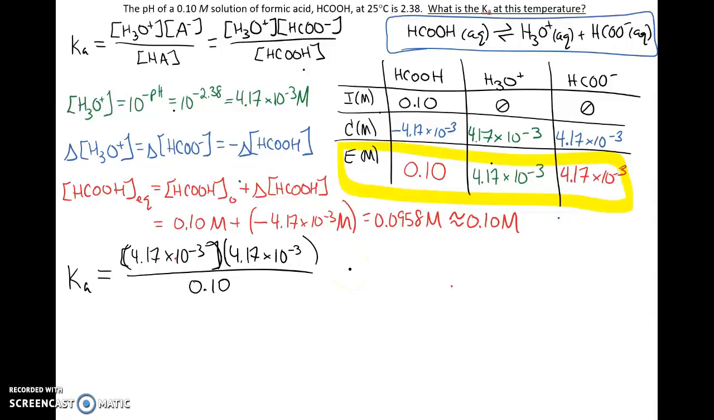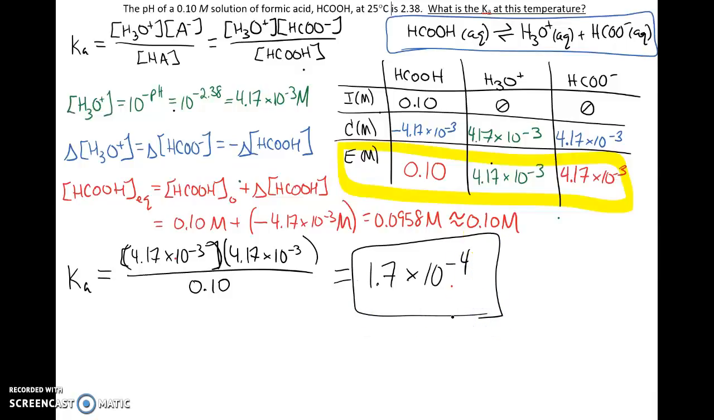And if you are unsure about that, you could actually use the value of 0.0958 in the denominator there and see if you get the same answer as we get using 0.10, which is 1.7 times 10 to the minus 4. That is the acid dissociation constant for formic acid.